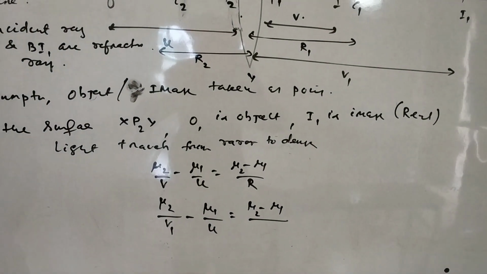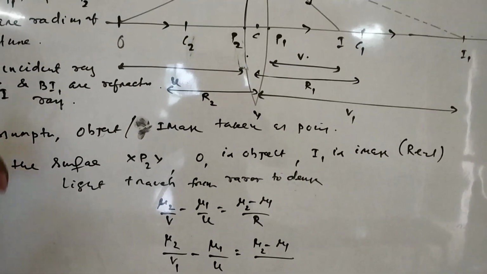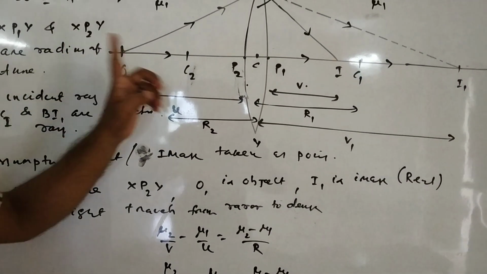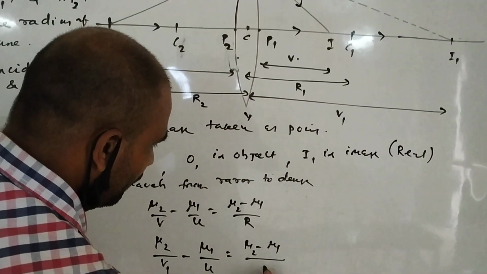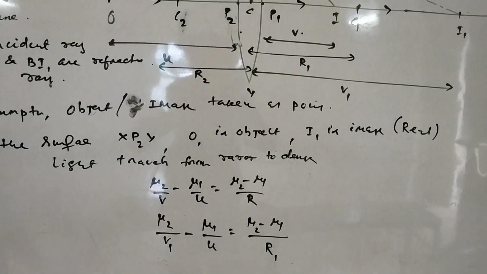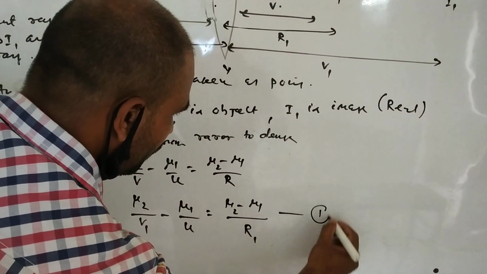Now apply here. R means the radius of curvature of which surface? For this surface it is R1. Take it as equation number 1.